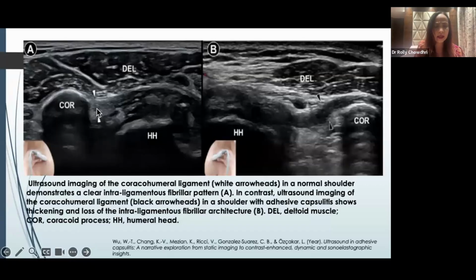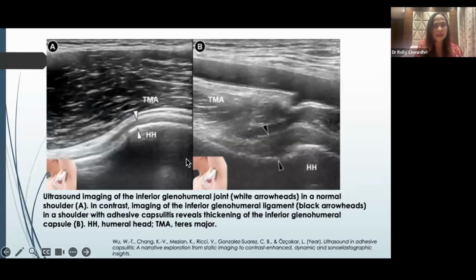So if you see here, this is the imaging of the coracohumeral ligament of the normal ligament, which follows a clear intraligamentous fibrillary pattern. Here, the coracohumeral ligament is thickened and hypoechoic. Then this is the normal axillary pouch which we are seeing here. And in adhesive capsulitis, in this affected shoulder, the inferior glenohumeral ligamentous complex is quite thickened and hypoechoic.